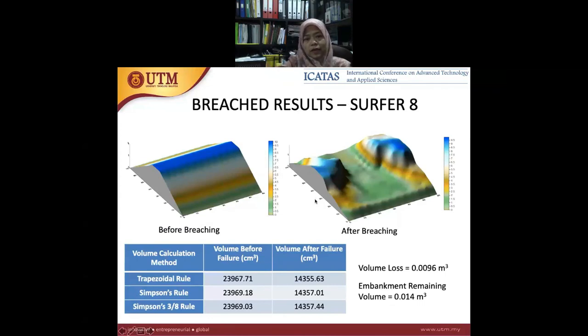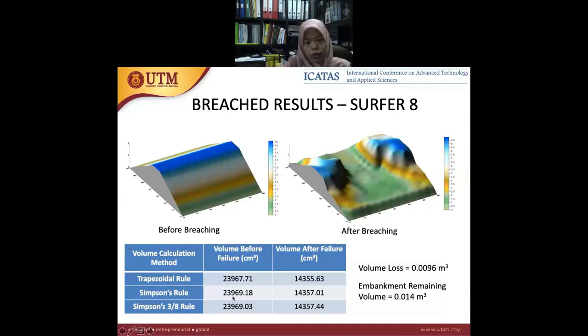This is the final result of the breached embankment using Surfer 8. This is before the breach and this is after the breaching. In this program, we use three methods of volume calculation: the trapezoidal rule, Simpson's rule, and Simpson's 3/8 rule.